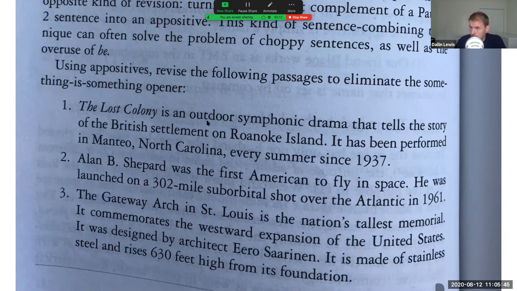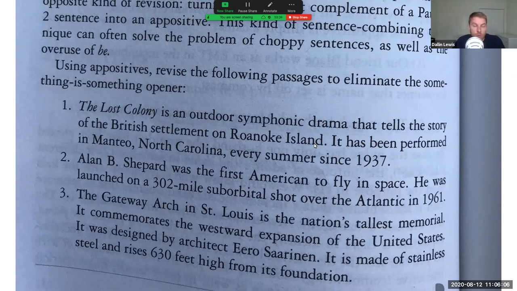The Lost Colony is an outdoor symphonic drama that tells the story of the British settlement on Roanoke Island. It has been performed in Manteo, North Carolina, every summer since 1937. I like this verb phrase, has been performed, much better than is. So I'm going to revise this to make this whole part my appositive.